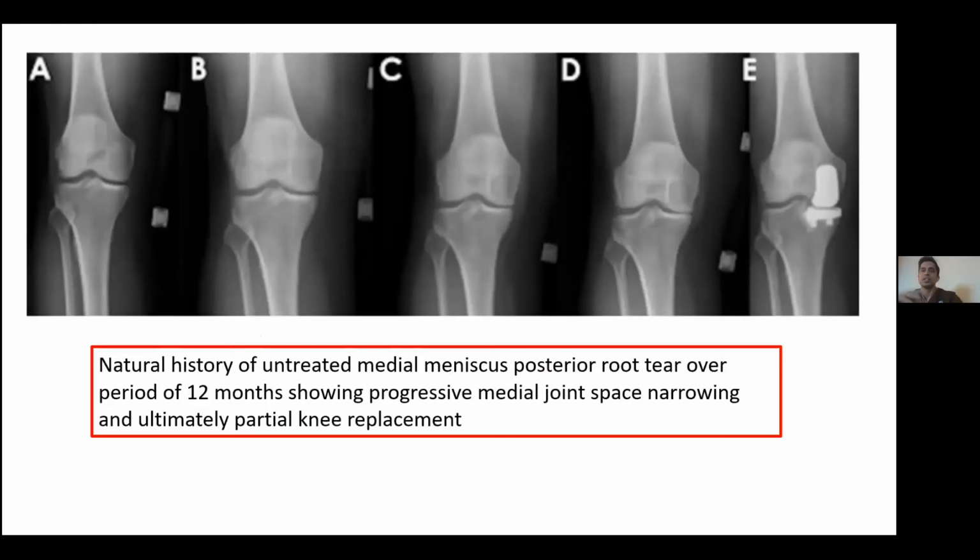So this is a very nice X-ray showing the consequence of untreated root tear. The diagnosis was made on X-ray A, and you can see eventually on X-ray E, the patient had to undergo a partial knee replacement. And this is an extreme case where the deterioration happened over just 12 months. Based on this X-ray, you can see the severe consequences of a root tear.